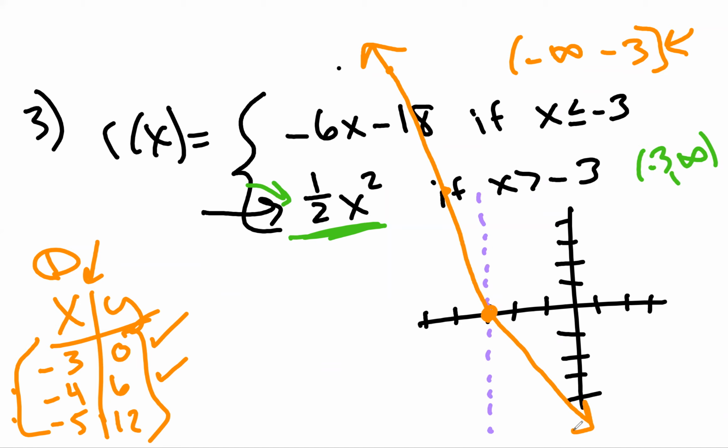Okay, so here's the thing. According to this orange domain right here, our orange line is not allowed to go past -3. So it can't exist over here at -2. It can't exist at -1. It cannot exist any further than what it does. And so because of that, I have to stop right there.